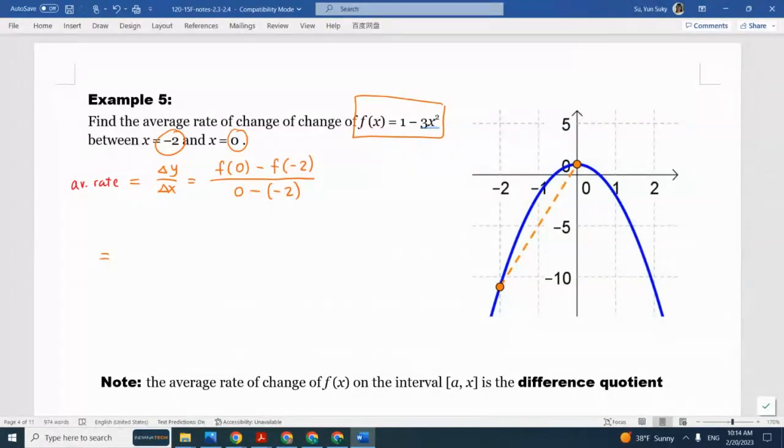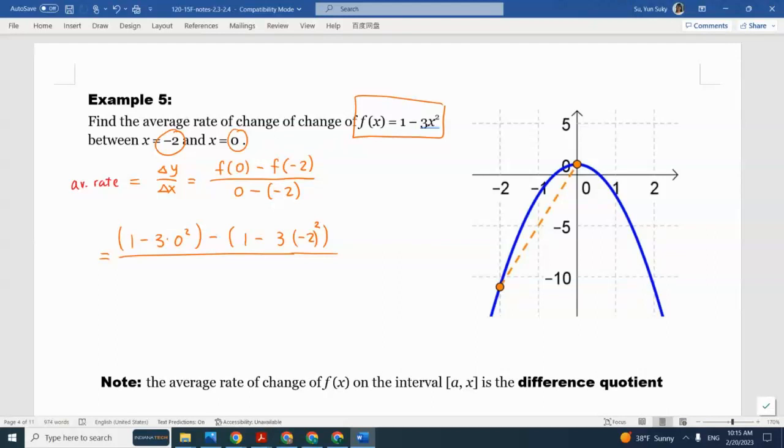Right, everybody? So, therefore, we get 1 minus 3 times x. x is 0. See? 0 squared. This is f of 0, minus f of -2. So don't forget to put parentheses. And then we plug in 1 minus 3 times x. What is x? -2. -2 squared. Right? This is f of -2.